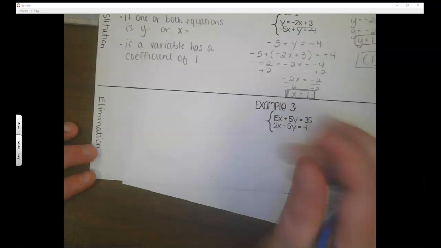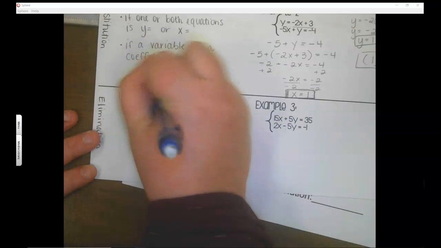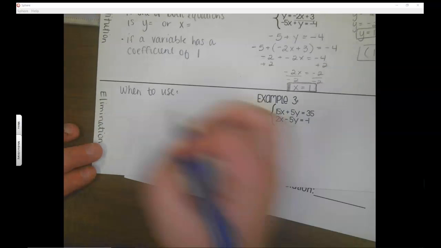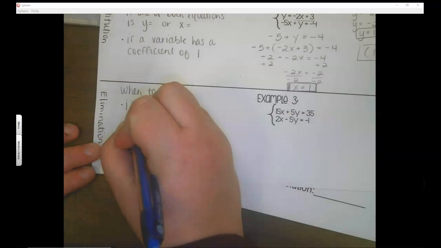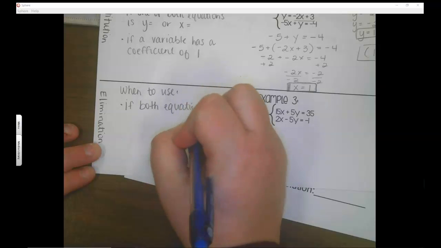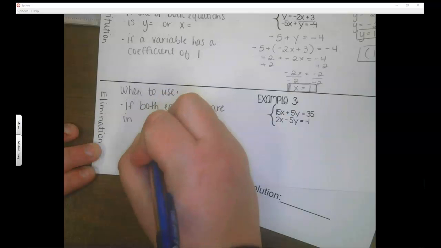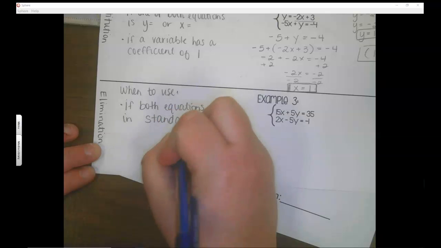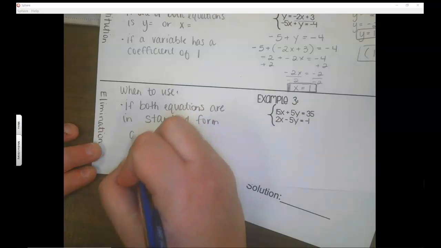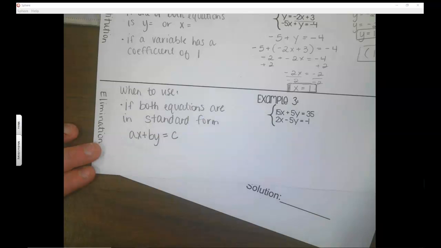So elimination is good to use when both equations are in standard form. Now, to remind ourselves of what standard form is, it's going to be ax plus by equals c. Okay, that's our standard form.